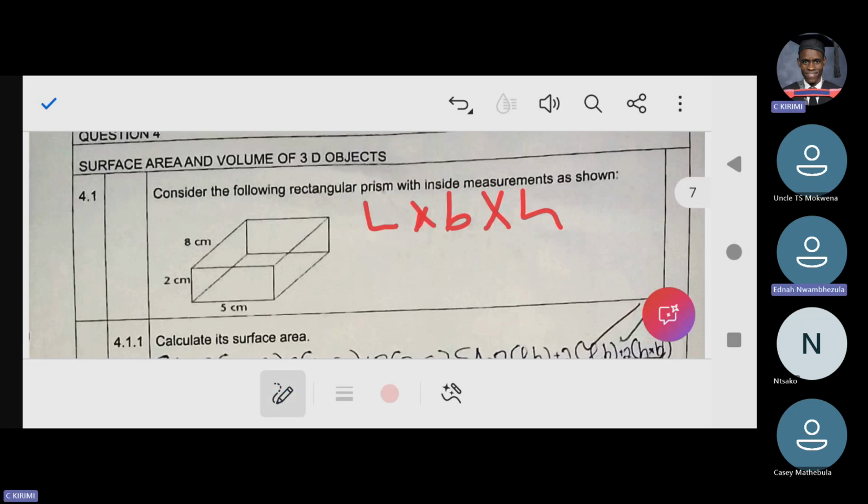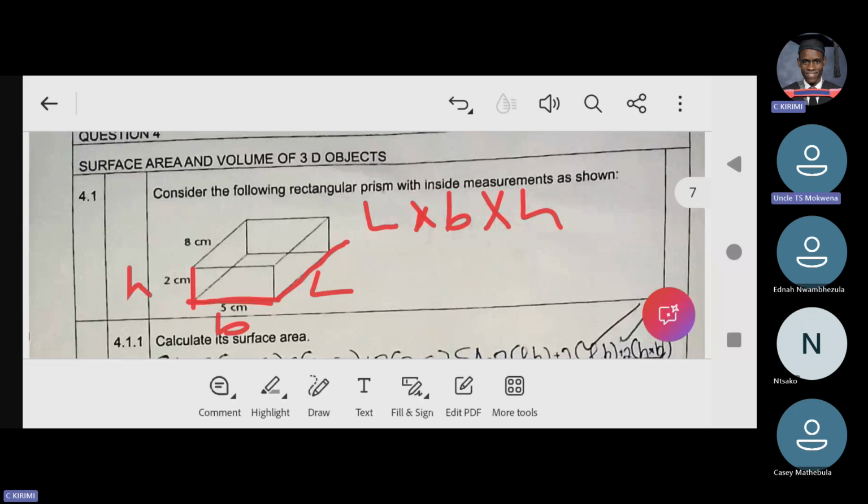So which one is your length? The length is this one. And then your breadth, or any dimension that you choose, you can take the longer one as your length, which is the 8, the 5 as your breadth, your B, then the height, the 2. Length, breadth, and height.